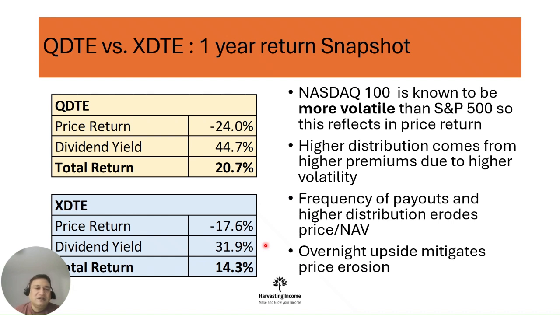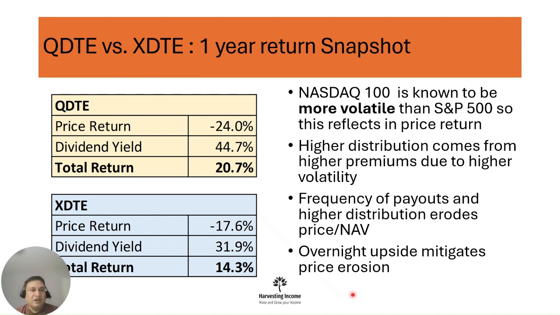However, that's not always the case. Sometimes there are times when overnight the markets go up, the index goes up overnight. Then XDTE benefits from that, or QDTE will benefit from that. So that overnight upside mitigates the price erosion. And that's why you have seen that in the initial days or initial months of the fund launch, if you have been following this, XDTE was able to curtail the erosion. They were able to completely mitigate the erosion.